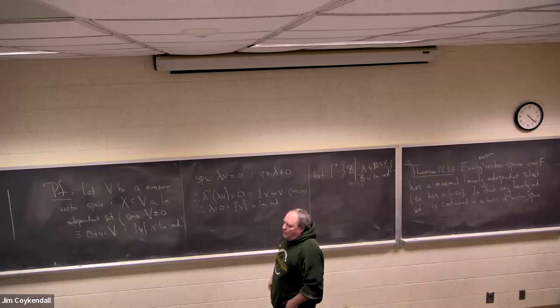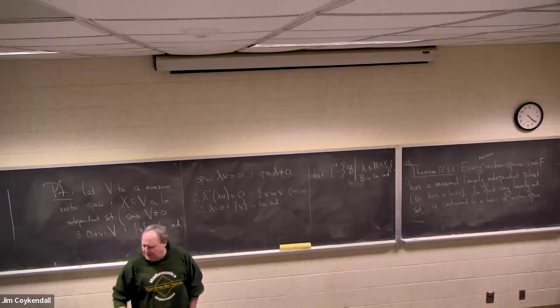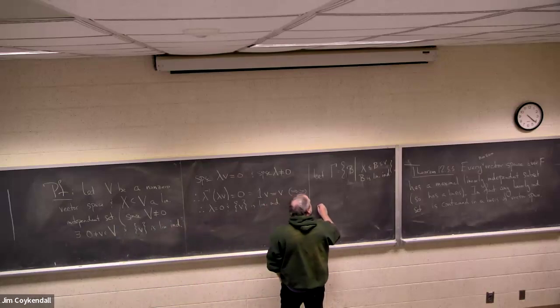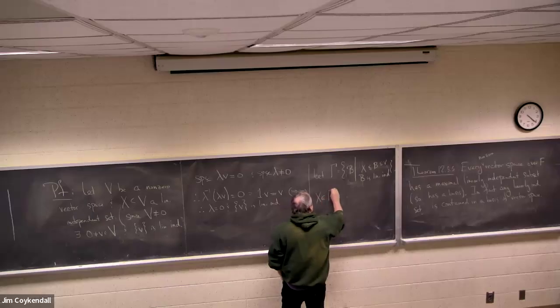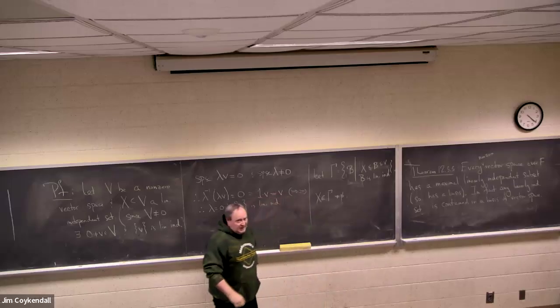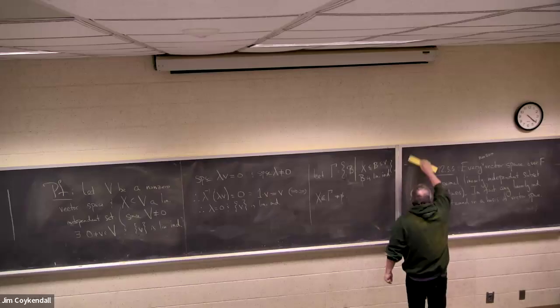I always like to start off by assuring myself that I'm not proving something about the empty set, and I will do so this way by noting that X is an element of gamma, so gamma is not empty, because at least it's got X. Okay.